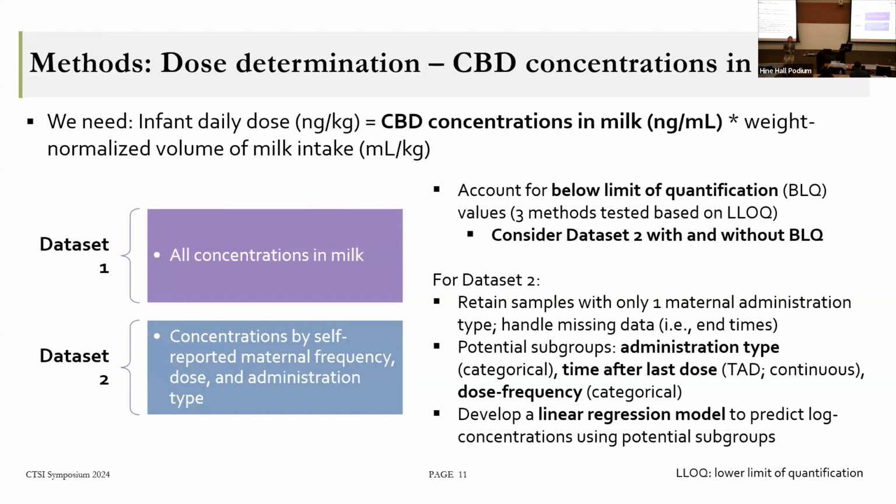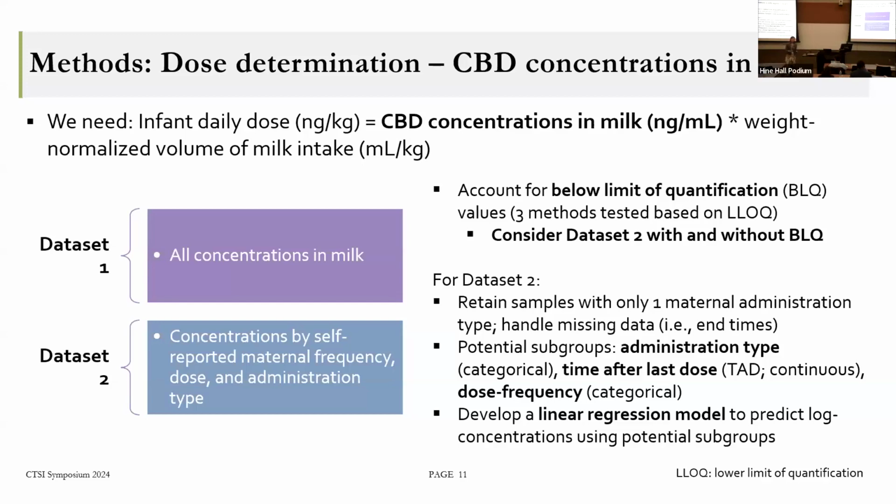I want to first focus on the CBD concentrations. How did we attain that from the data set that we were given? Looking at the data set, we viewed it in two ways, data set 1 and 2. The first data set was looking at all the concentrations of CBD we got in the breast milk, about 200 concentrations or so. We would use those concentrations to simulate the doses for the infants.